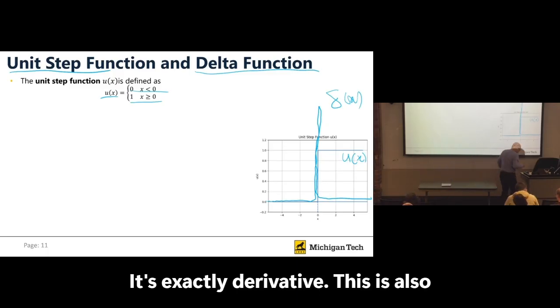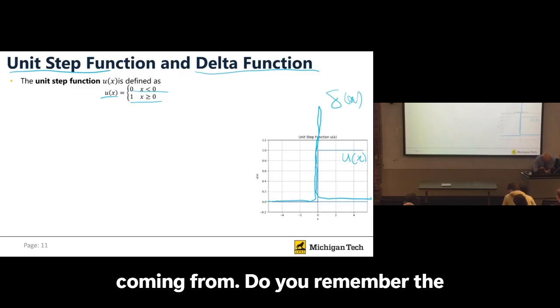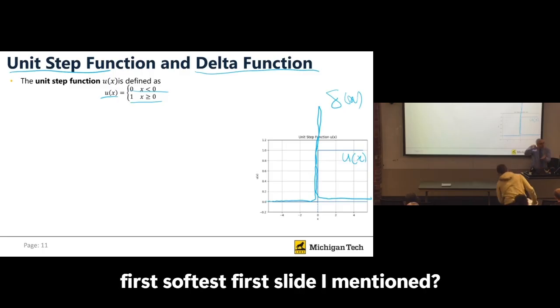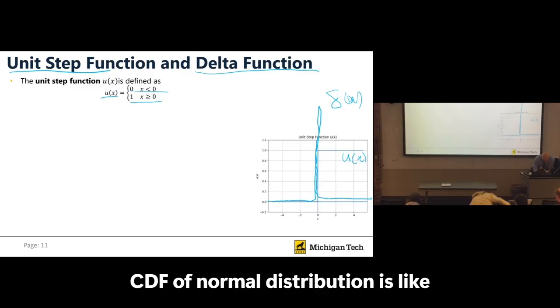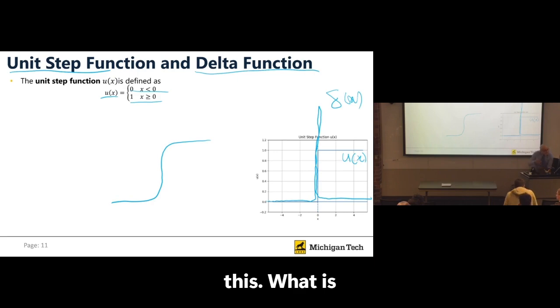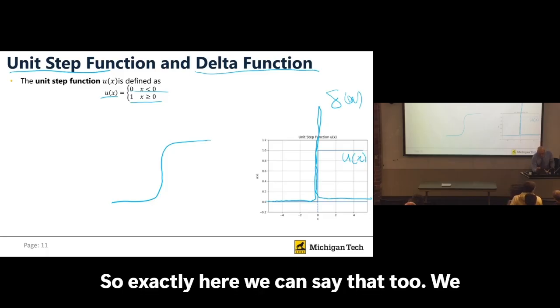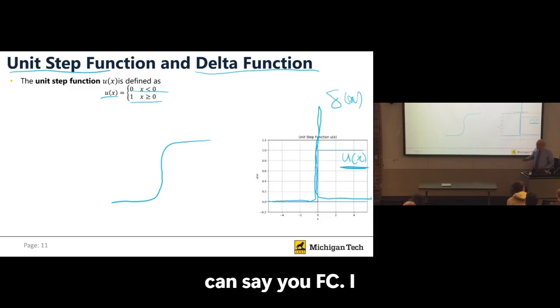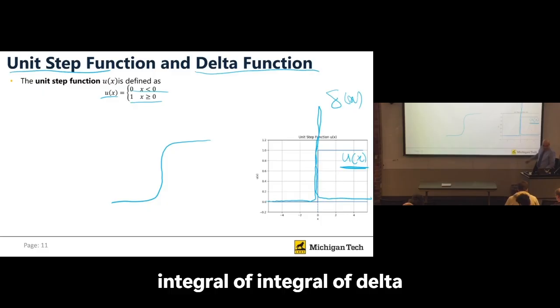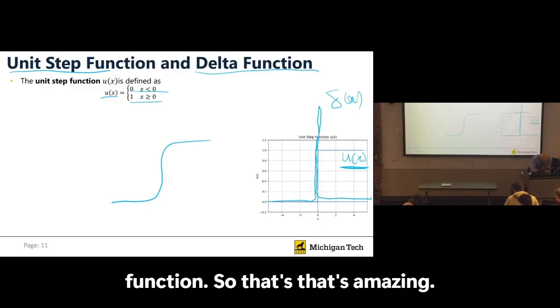It's exactly the derivative. This is also coming from, do you remember the first slide I mentioned? The CDF of the normal distribution is like this. What is the CDF? The CDF is the integral of the PDF. So exactly here we can say that too. We can say u of x, a step function, is the integral of the delta function. So that's amazing.